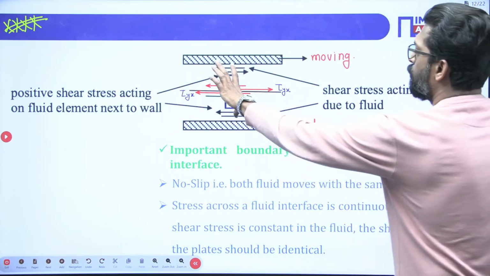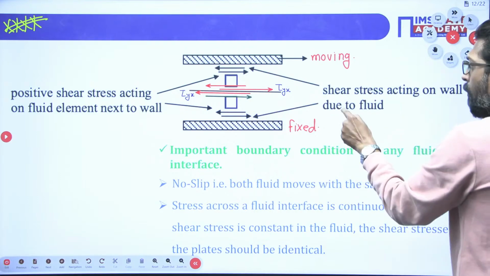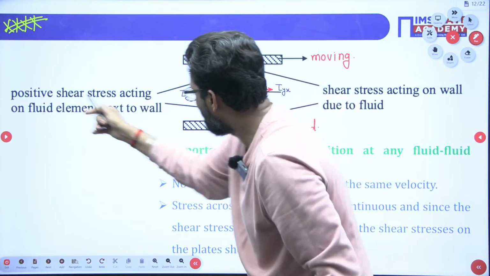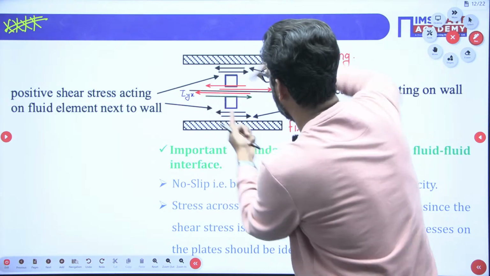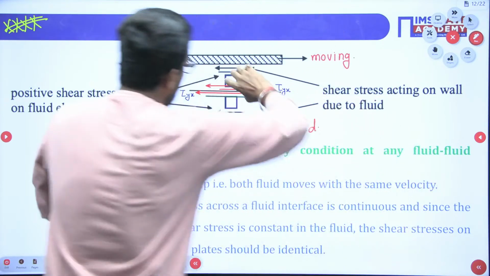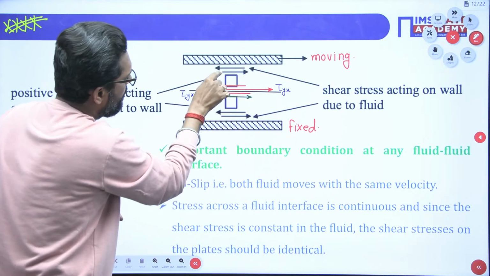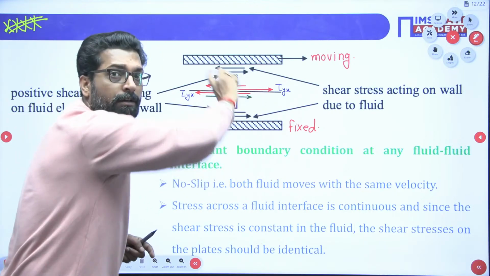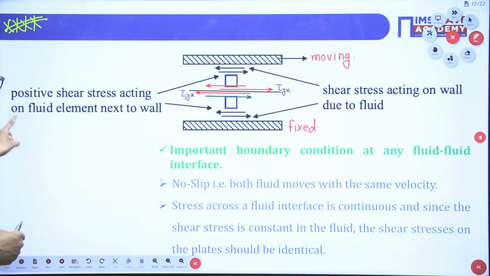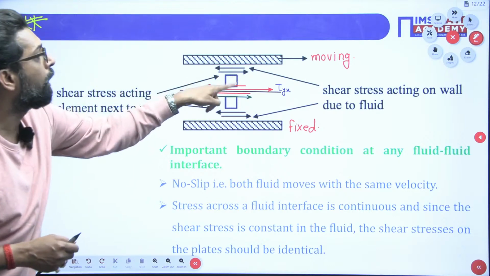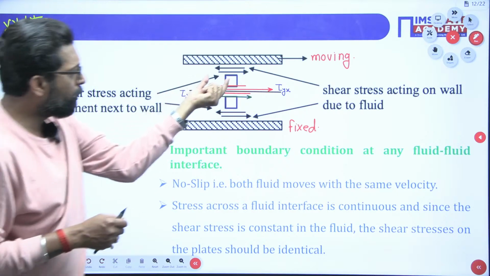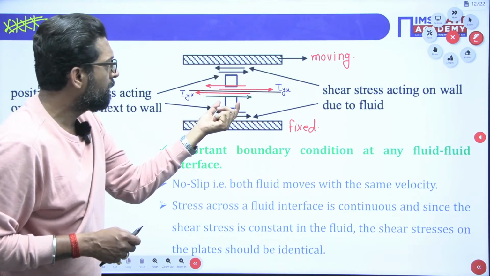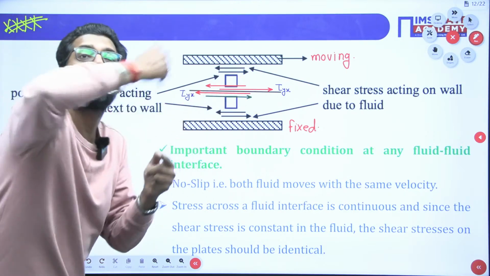So this is the shear stress acting on the wall due to the fluid, and this one and this one are positive shear stresses. Yes. Why? Because it will be clockwise. It will give a clockwise moment on the fluid element. This one and this one, this one and this one create a clockwise moment. So these are the positive shear stresses acting on the fluid element next to the wall. On the fluid element, it is in the right side direction on the top, and at the bottom it is in the left side direction. It will produce a positive shear.